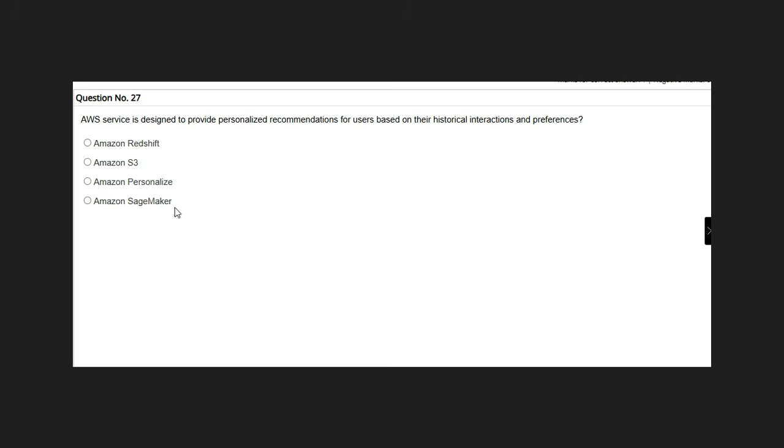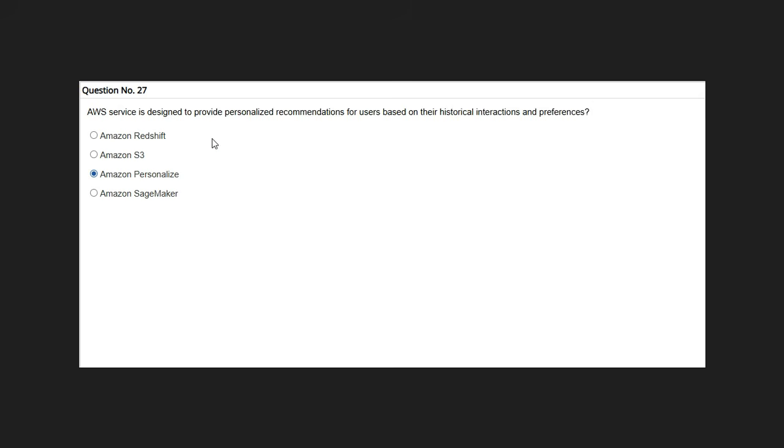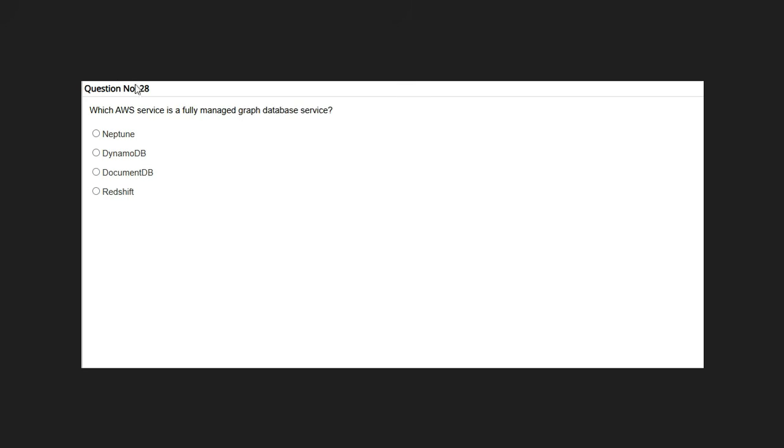Question number 28, most important one. Which AWS service is a fully managed graph database service? Option A, Neptune. Option B, DynamoDB. Option C, DocumentDB. And option D, Redshift. So Neptune, option A will be the right answer for fully managed graph database service.